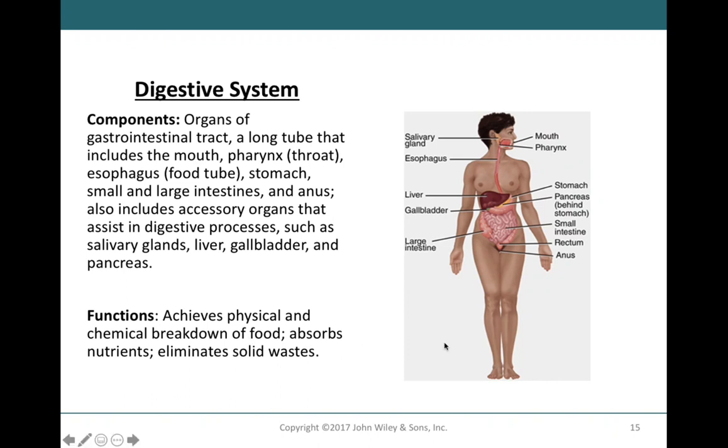So, of course, the anus is important for allowing us to excrete solid waste in the form of feces. So the digestive system gives us the ability to digest food, absorb nutrients, and excrete waste all in one.